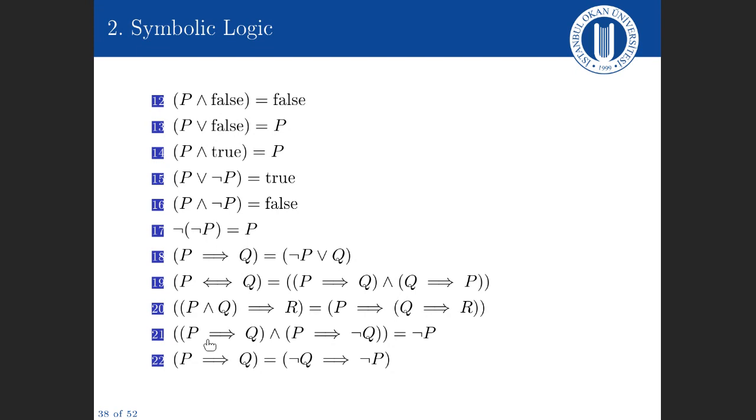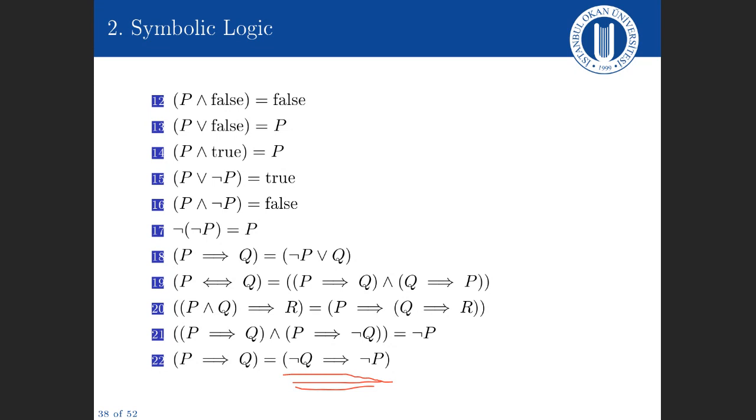21. P implies Q and P implies not Q. I'm saying it's the same as not P. And P implies Q. I'm saying it's the same as not Q implies not P. This is contrapositive. I said before I would explain why contrapositive is useful in mathematics. Because not Q implies not P is the same as P implies Q.